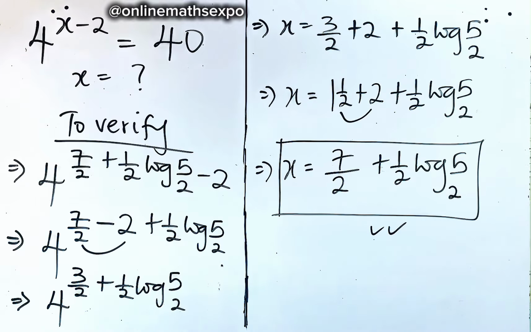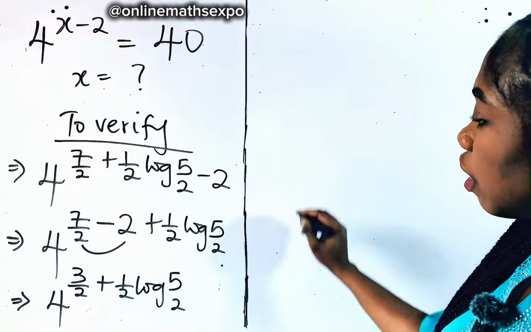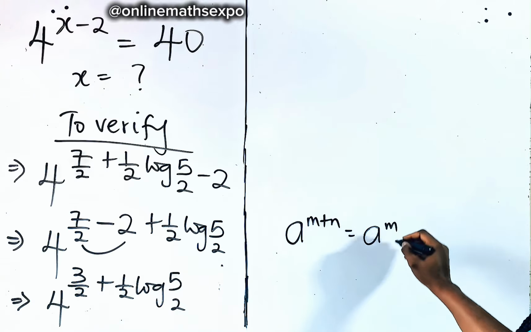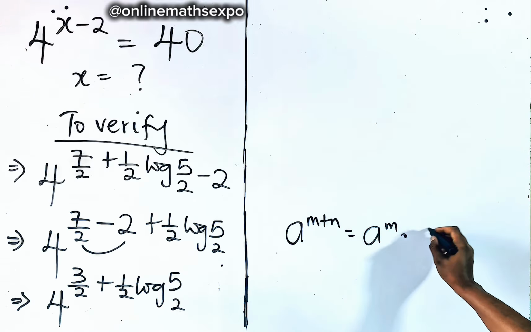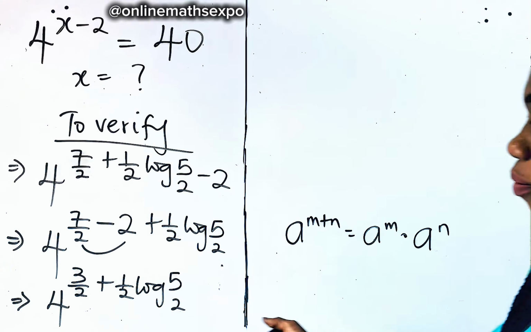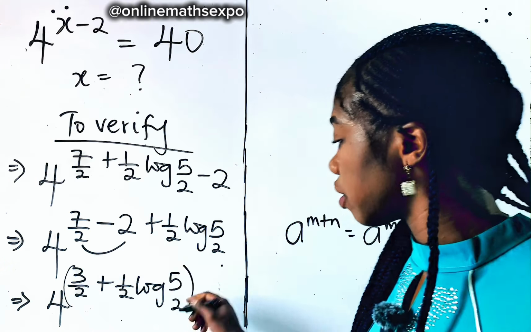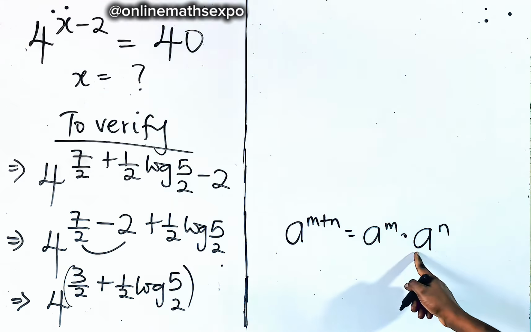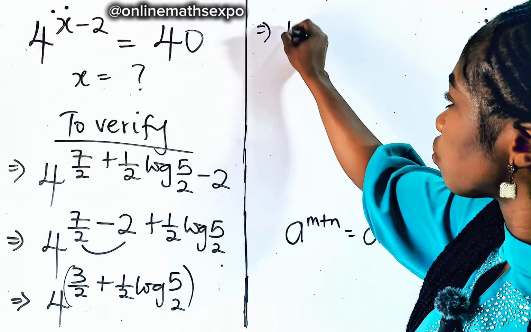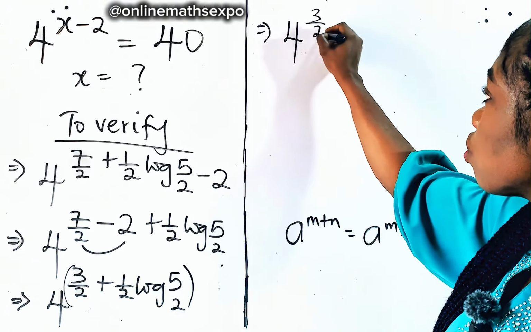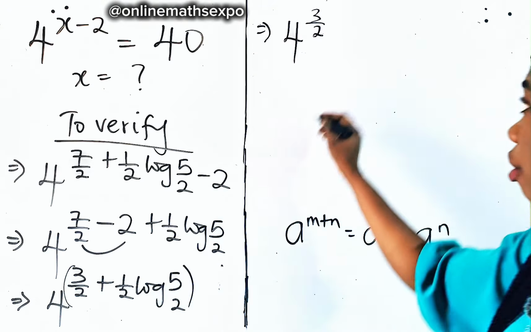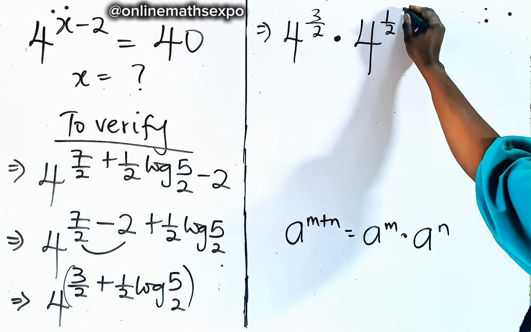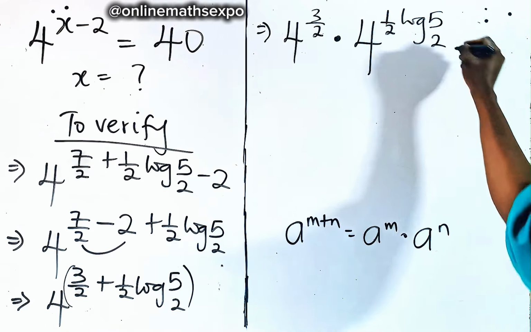Keep simplifying. So at this point, also remember that for every a to the power of m plus n, it is a to the power of m, addition sign turns to multiplication. So we apply it here. This is the power. Did you see? So we want to put this in this form, just like putting this in this form. So that's going to give us 4 to the power of 3 on 2. Then this addition at the power turns to multiplication. So we have 4 to the power of 1/2 log 5 base 2.